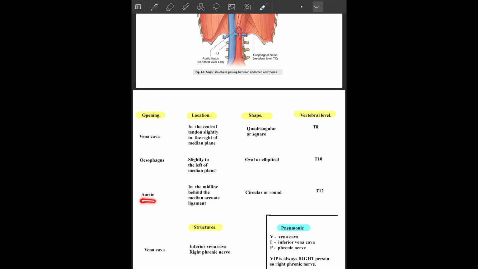And the aortic opening or aortic hiatus. It is located in the midline behind the median arcuate ligament. So the shape is circular or round. You can remember it simply like this. This one is Q. If you remove this spot, it becomes oval. If you remove this spot, it becomes C. So quadrangular, oval, circular. Vertebral level T8, plus 2 is T10, plus 2 is T12.